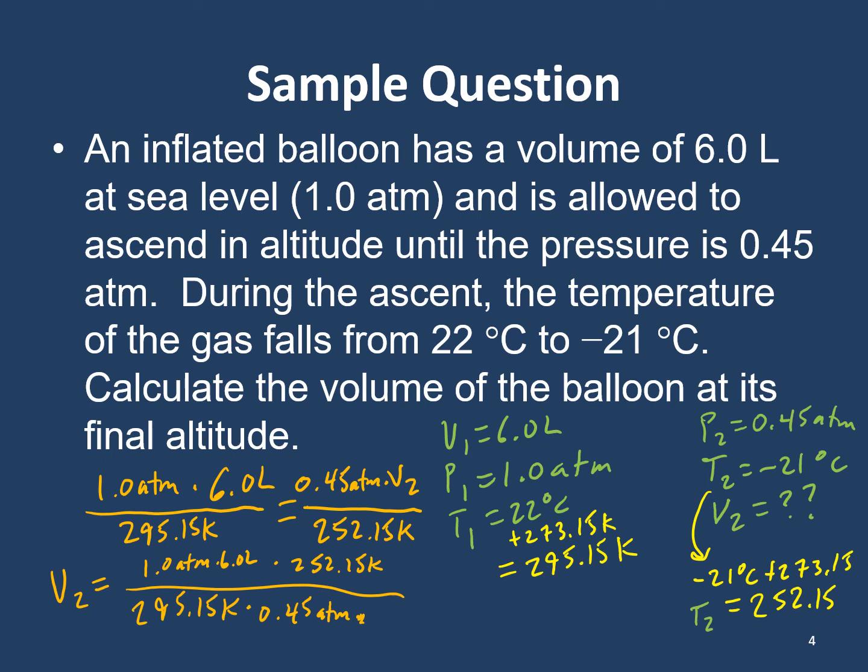And so now we can solve this. If you look at the units here, the atmospheres are canceling, the Kelvins are canceling, and our volume is going to be left in units of liters. And if we calculate this out to 2 sig figs, the volume rounds to 11 liters exactly.